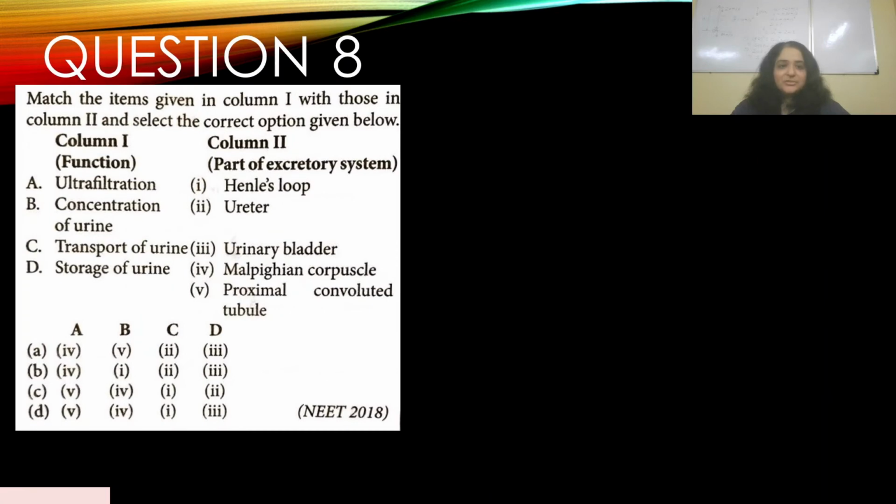So there's a match the following. Question number 8. Match the items given in column 1 with those in column 2 and select the correct option given below. This appeared in the 2018 NEET exam. You have column 1 and column 2. Ultrafiltration happens in the Malpighian corpuscle. Concentration of urine occurs in Henle's loop. Transport of urine occurs in the ureter.